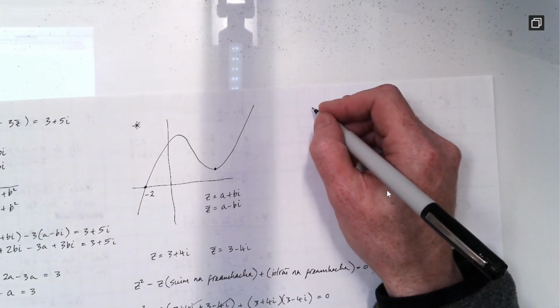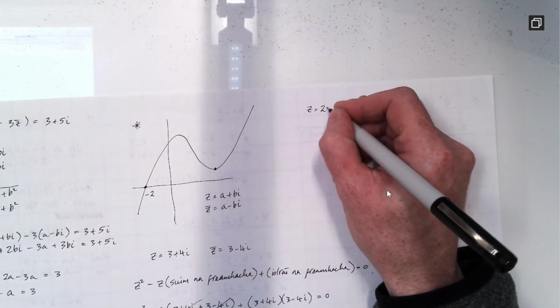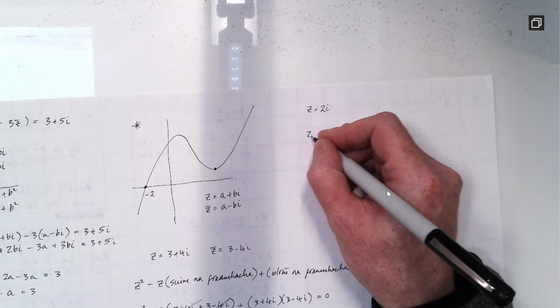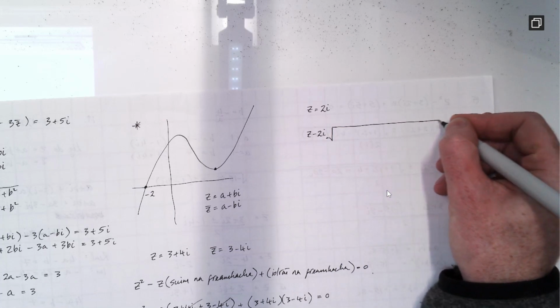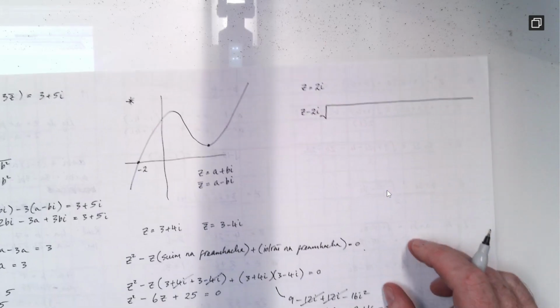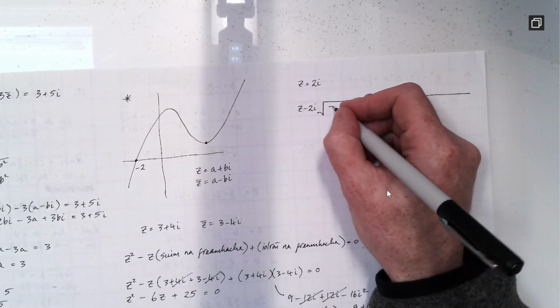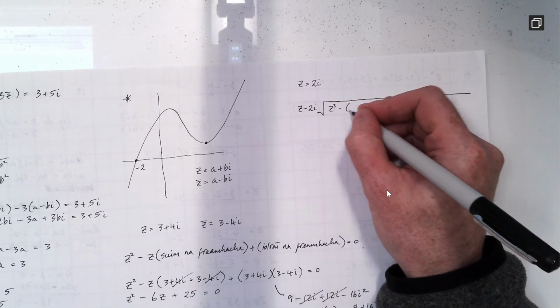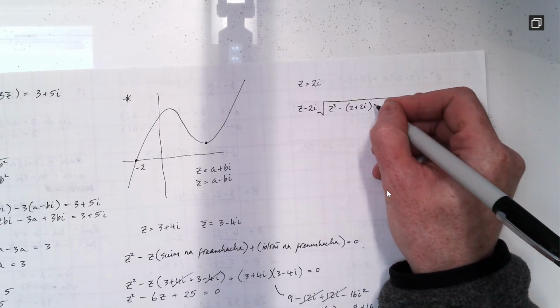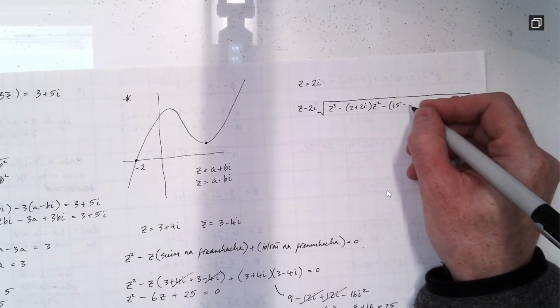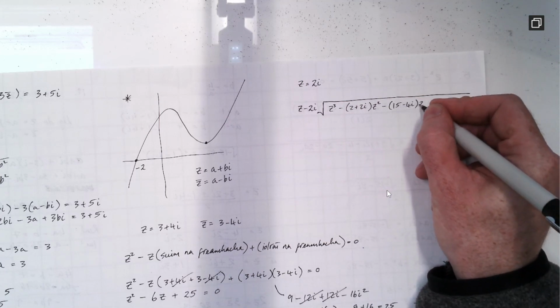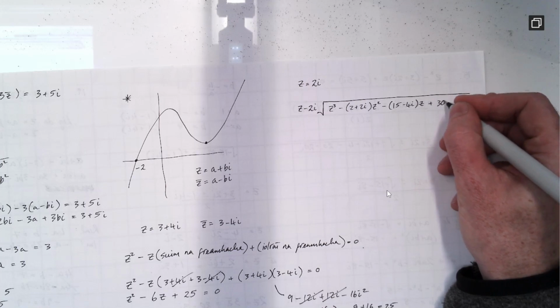Right, so we've already got a root, z equals 2i, so the conjugate, z equals minus 2i, is also a root. Now solve the equation. We have z cubed minus (2 plus 2i) z squared minus (4 minus 2i) z plus 30i.